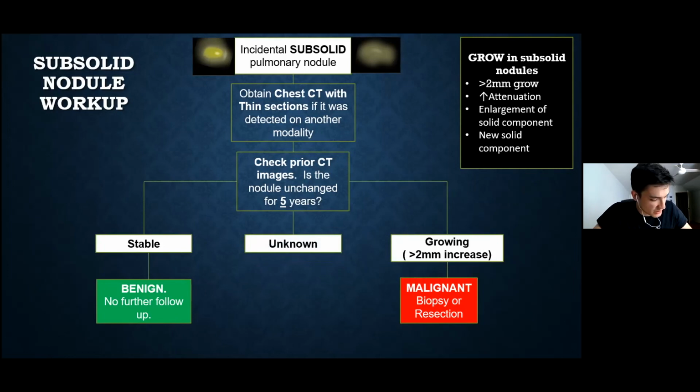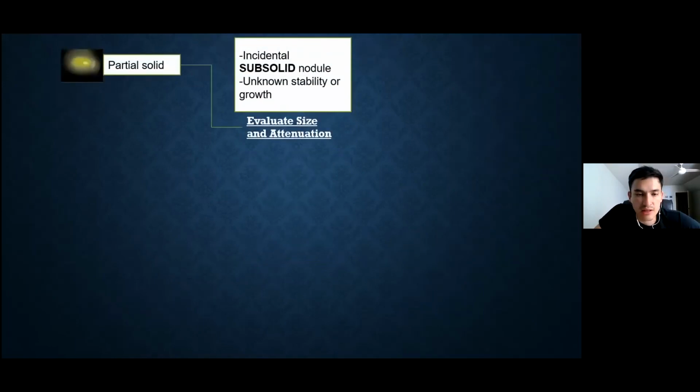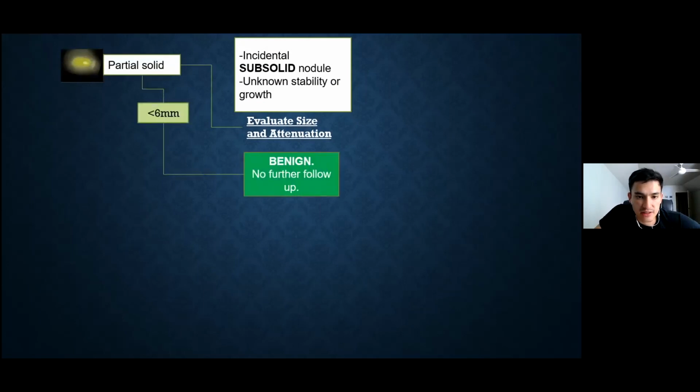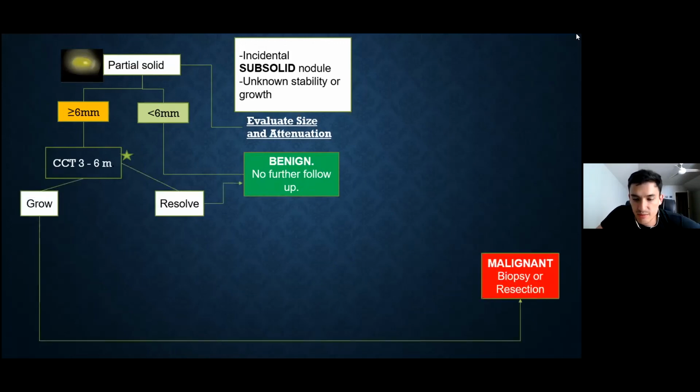Okay. And if the stability or growth is unknown, then it's important to evaluate the size and attenuation. If the nodule is partial solid and is small, it's considered benign. If the nodule is 6 or more millimeters, it's important to perform a chest CT at 3 to 6 months. If it resolves, it's considered benign. If it grows, it's considered malignant.